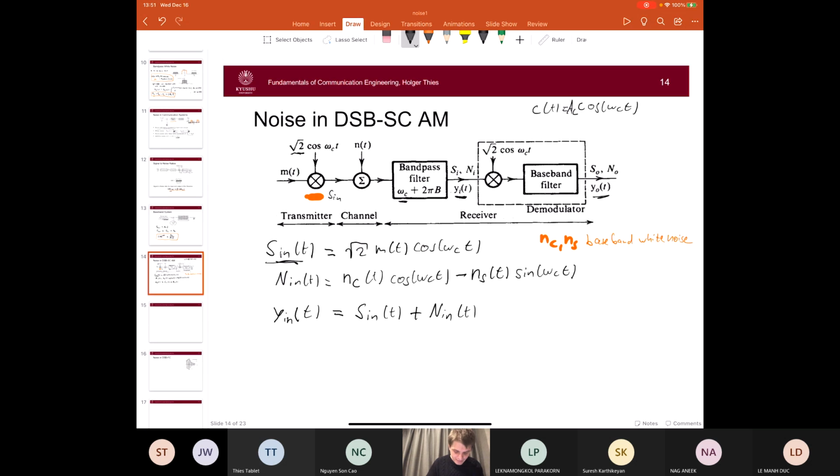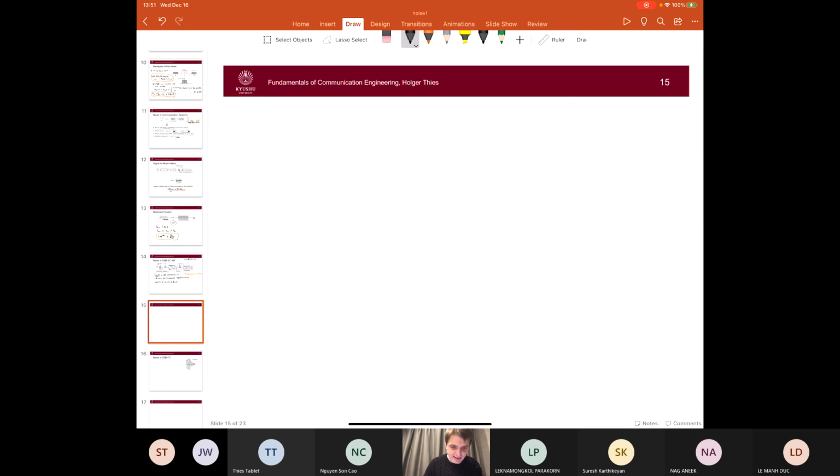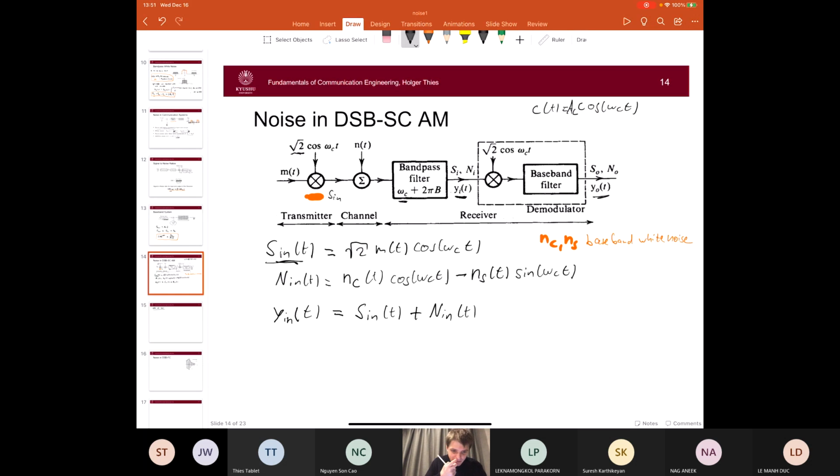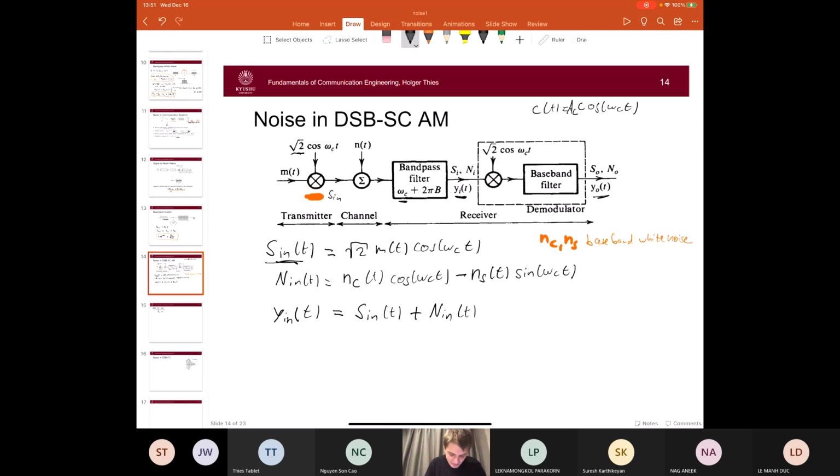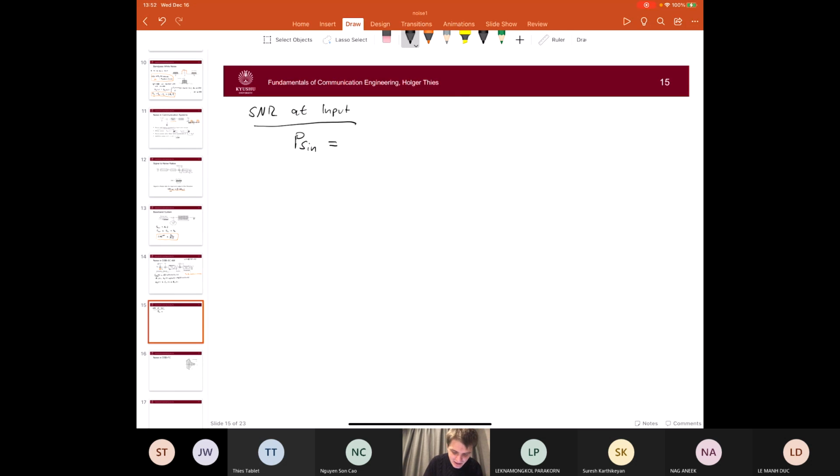And now let us compute the different signal to noise ratios. Go to the next slide. So let me first compute the signal to noise ratio at the input. What is the power of the input signal? The power of the input signal is the power of the modulated signal, so this is the power of square root of 2 times m(t) cosine omega_c t. And we have already seen what this is. This is just the power of the message.